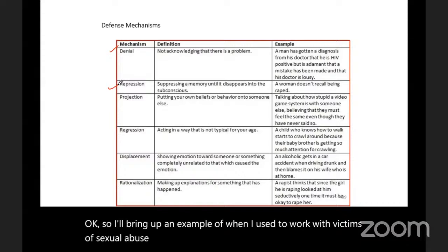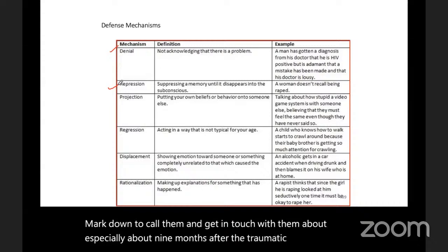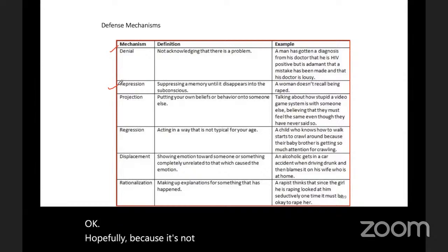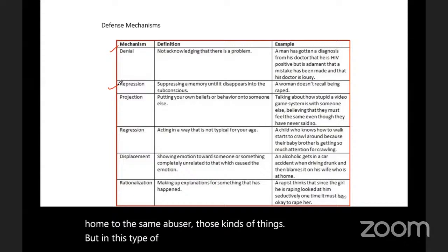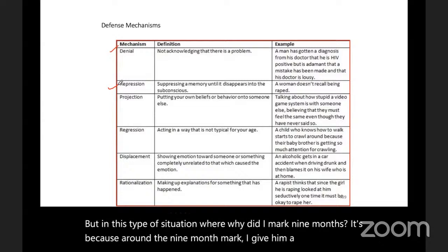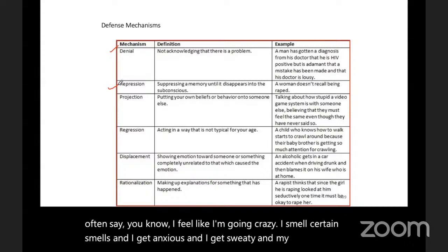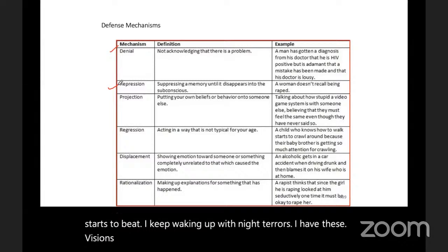I usually in my calendar marked down to call them and get in touch with them about 9 months after the traumatic event occurred. Hopefully, because it's not a chronic issue, they're not going to go home to the same abuser, those kinds of things. But why did I mark 9 months? It's because around the 9 month mark, I'd give them a call and they'd often say, I feel like I'm going crazy. I smell certain smells and I get anxious and I get sweaty and my heart starts to beat. I keep waking up with night terrors. I have these visions of it happening all over again.